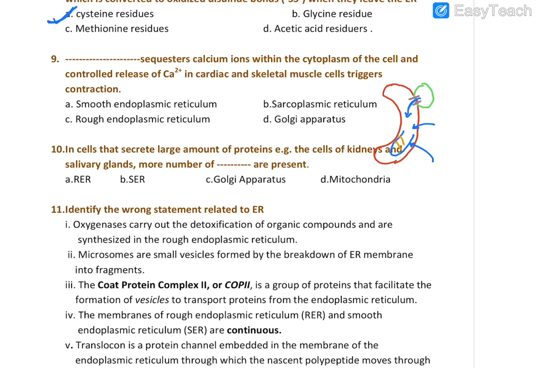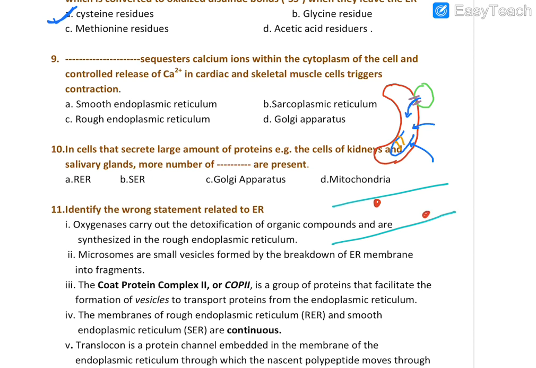Then coming to the next one, the ninth one, sequester. Sequester means to accumulate any component. Here it sequesters calcium ions. The structure that accumulates calcium ions, particularly in skeletal muscle as well as in cardiac muscle, is the sarcoplasmic reticulum. And also you find the nucleus. There is a nucleus.